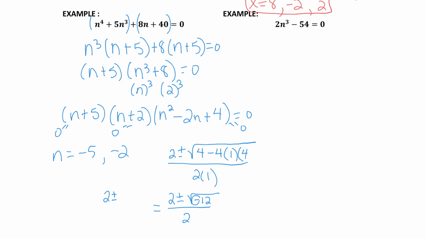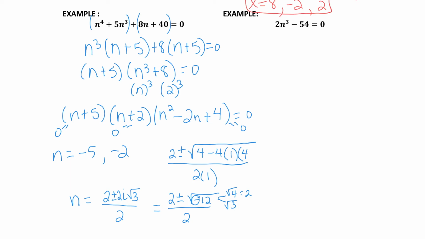Now, the square root of a negative is going to come out as an i, but 12 breaks down to be 4 times 3. And the square root of 4 is 2, and then you would have the square root of 3. So this would actually be 2i square root 3 all over 2.